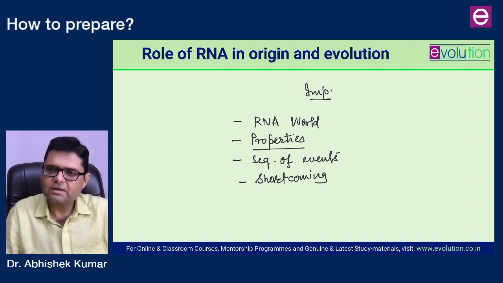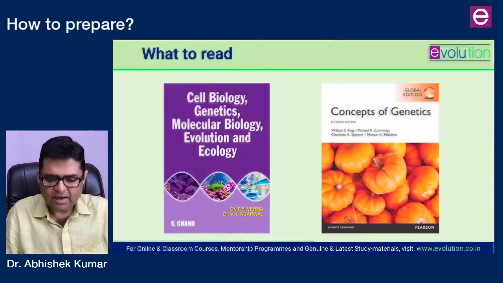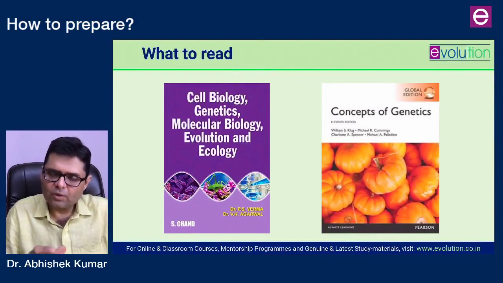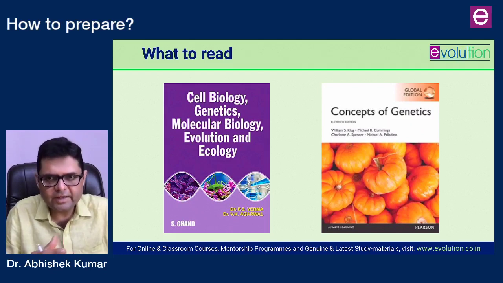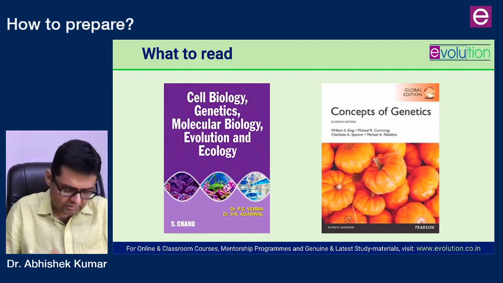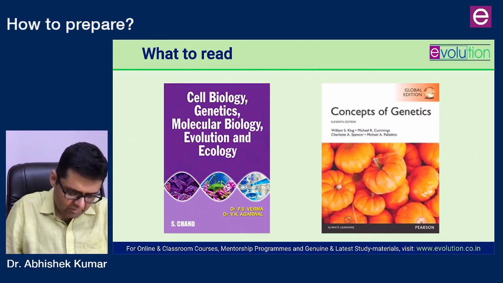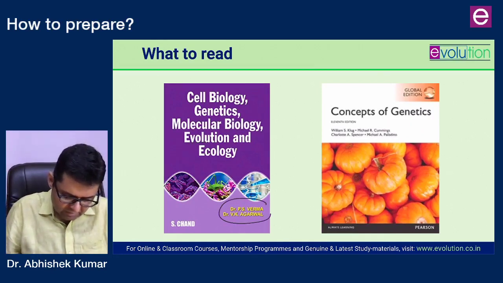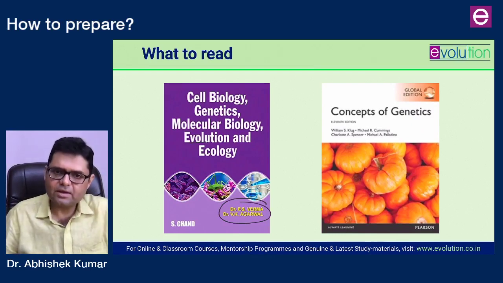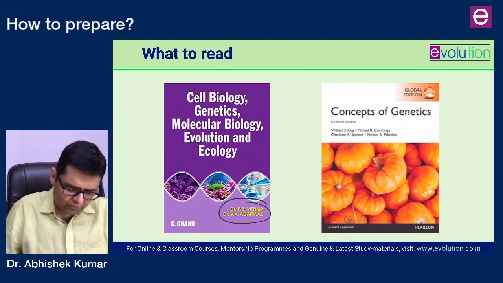We are done with that. The next question is, what should you be studying for it? I have got two books. One book I had recommended last week in the context of cell bio. So if you already have that book, then this book will help you for genetics also. That is Cell Biology, Genetics, Molecular Biology, Evolution and Ecology by Dr. P.S. Verma and Dr. V.K. Agrawal. It is brought out by S. Chand Publication. So this book will help you with most of the topics of genetics, molecular biology and evolution.